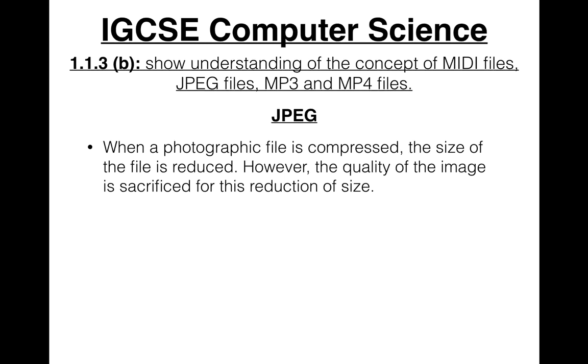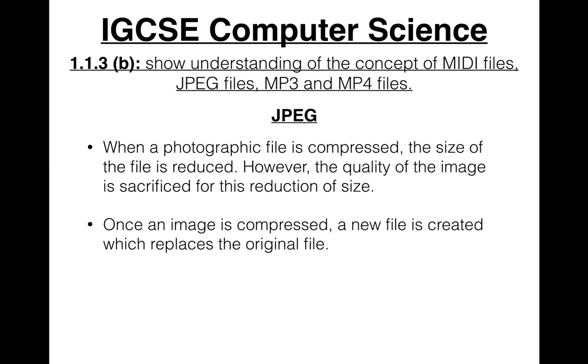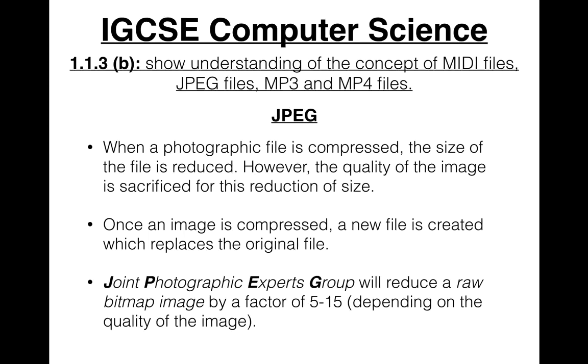When a photographic file is compressed, the size of the file is reduced, but the quality of the image is sacrificed for this reduction in size. Once an image is compressed, a new file is created which replaces the original file, which means you can't easily revert back to the original. That's what JPEG stands for, and it will reduce a raw bitmap image by a factor of 5 to 15 depending on the quality of the image.